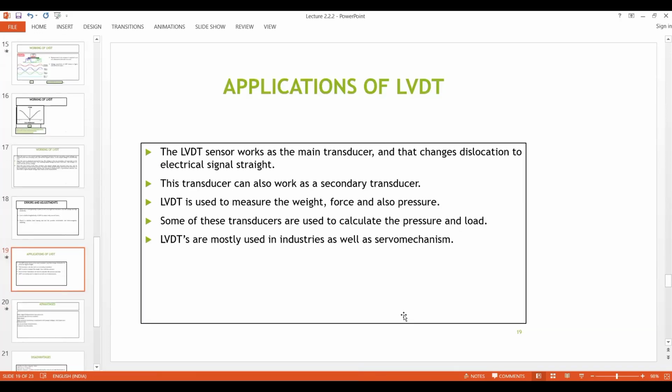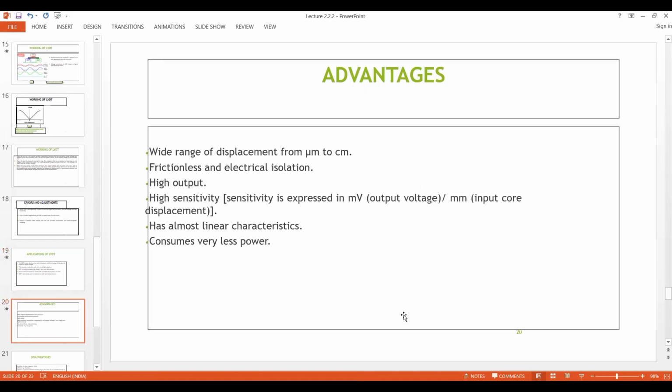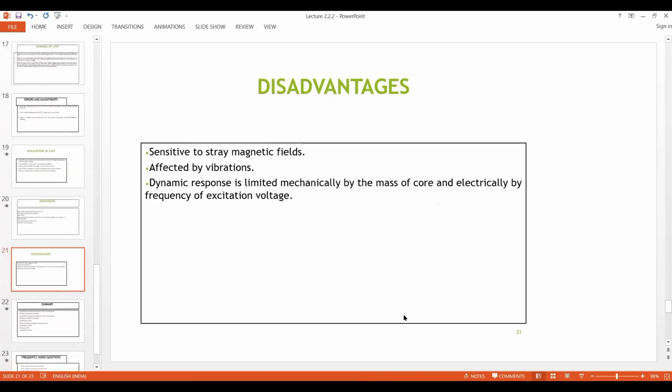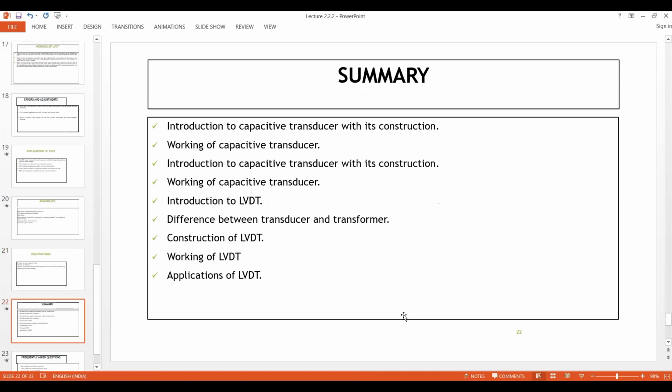We use the LVDT as a main transducer, converting displacement to electrical signals for pressure and force, and we also use it in a servo mechanism that we studied in the DC machine video. You can check it out; the link is already given for the machine video. We use it for electrical isolation, sensitivity, and linear characteristics. Some disadvantages are that it is affected by vibration, its dynamic response is limited mechanically, and by the frequency of the excitation voltage. That we studied today.